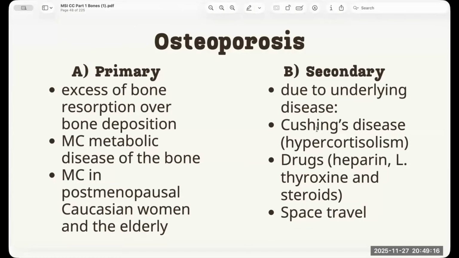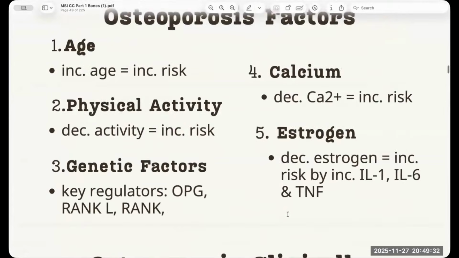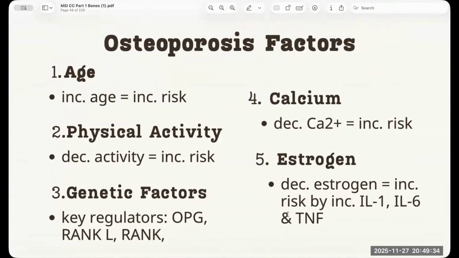The secondary type is due to underlying disease such as Cushing's, due to hypercortisolism, or drugs such as heparin, L-thyroxine, and steroids. And it's actually shown in space travel, which is really interesting, not gonna lie. All right, so what are the risk factors of osteoporosis? I just mentioned above the calcium and estrogen. There's also increased age, which shows increased risk. Decreased activity shows increased risk.